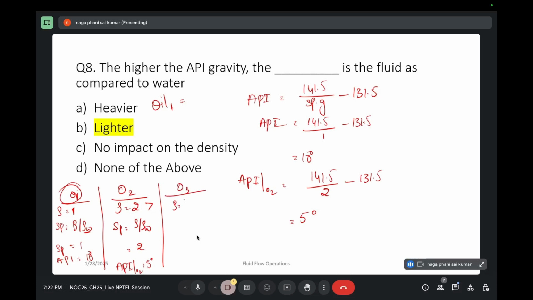Let's take another example, O3. Let's say the density of this oil is only 0.5, which is less than density of water. So specific gravity will be again density of liquid by density of water, which is 0.5. If you calculate API for this particular liquid, it is 141.5 by 0.5 minus 131.5. What will be the value? 20.